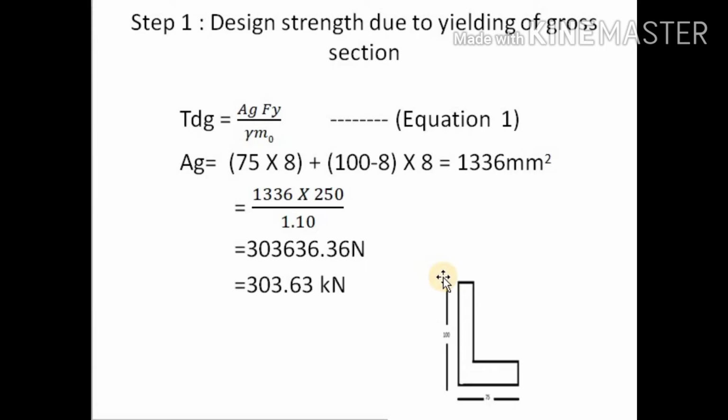Okay, and Fy is already provided in the question, 250, and gamma M0 from Table 5 of IS 800 we will get 1.10. So substituting in equation 1 we will get 303.63 kilonewton.